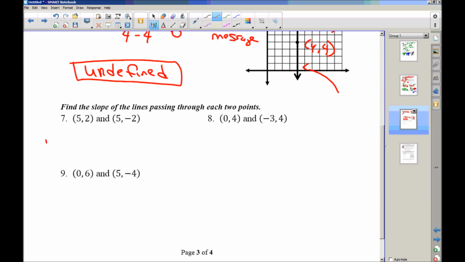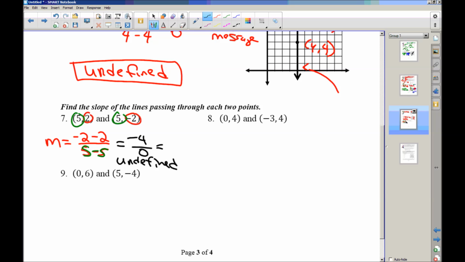Okay, welcome back. Our first one, we should be doing something like this. Negative 2 minus 2, that's the top. And on the bottom, 5 minus 5. So the negative 2 and 2 are the change between the y's, and the 5 minus 5 were the change between the x's. And when I do this work, I get negative 4 over 0, which doesn't work. So we write undefined. If we were to graph these and connect them, they would make a line that is straight up and down, or a vertical line.